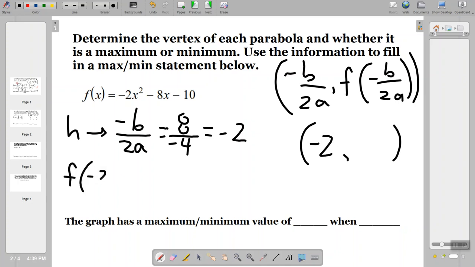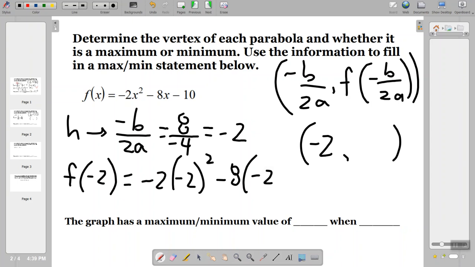f of negative 2 is negative 2 times negative 2 squared minus 8 times negative 2 minus 10. Okay, order of operations, negative 2 squared is 4, times negative 2 is negative 8. Minus 8 times negative 2 becomes plus 16, minus 10. Negative 8 plus 16 is 8. 8 minus 10 is negative 2.